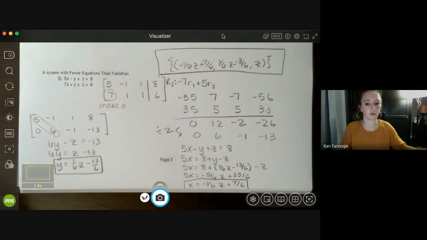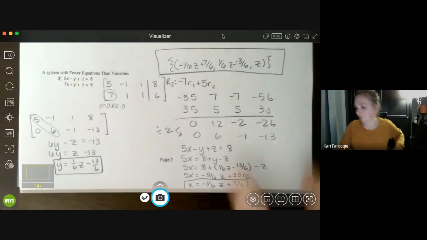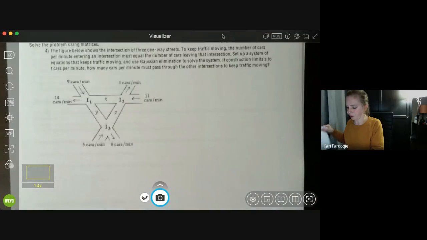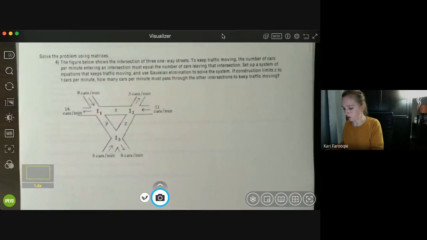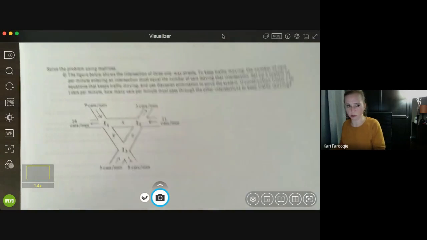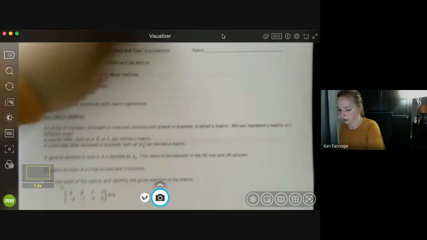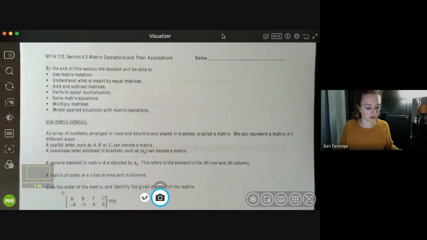Wonderful. Then let's talk about matrix operations in 6.3. Oh, and don't worry about this application. I always find it to be a weird application. There is one similar to this in your book, but I'm not going to assign it. You will not be responsible for that. I find it confusing. Okay.